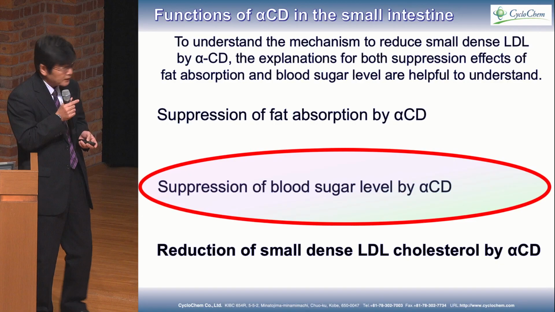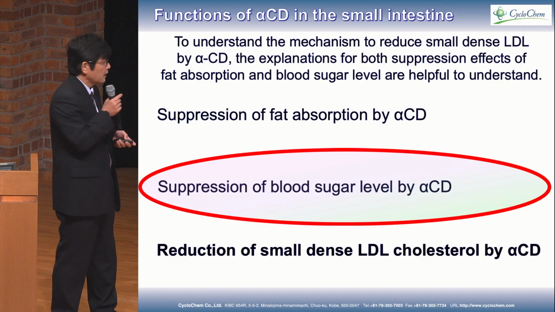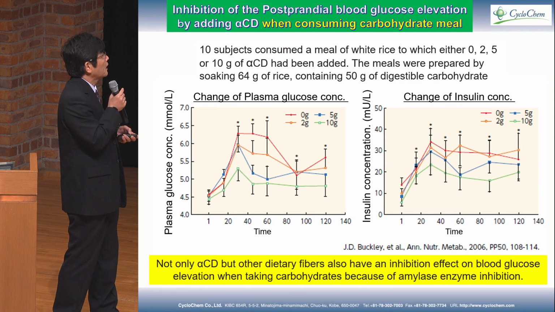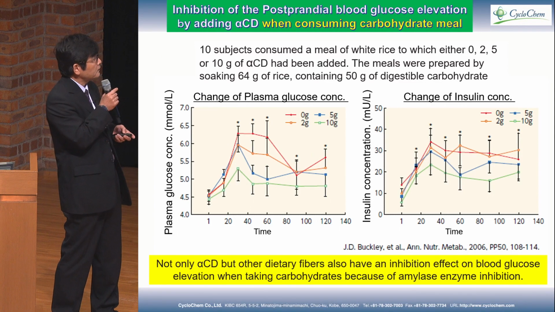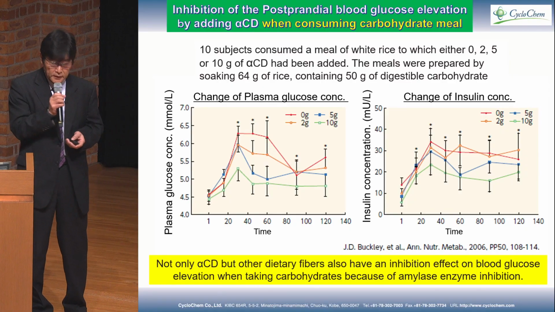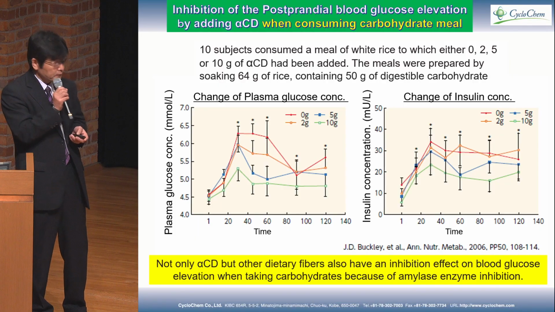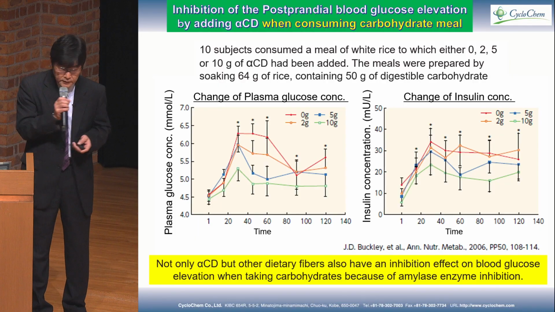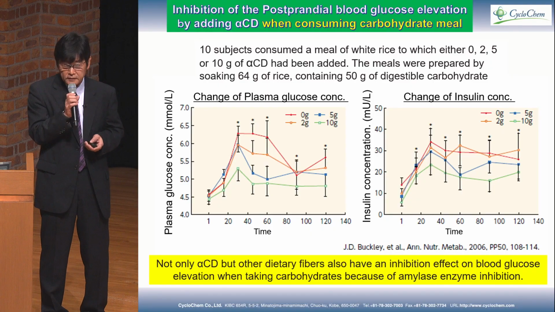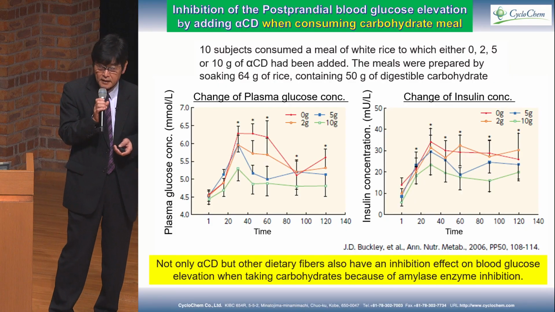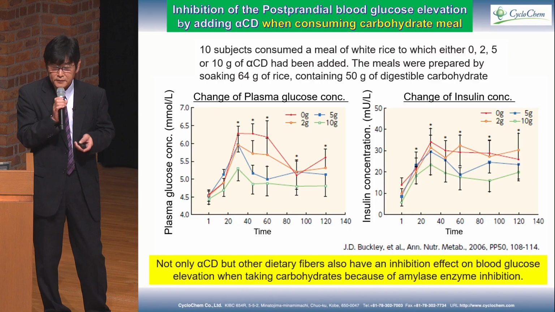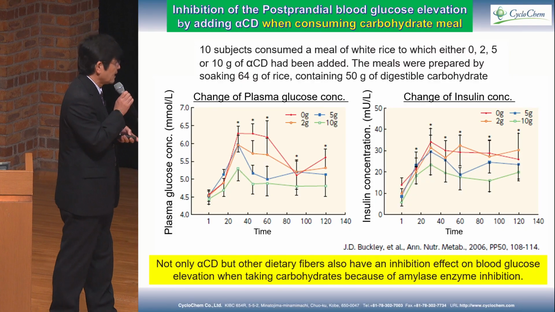So next one is suppression of the blood sugar level by alpha-cyclodextrin. The human study showed inhibition of the postprandial blood glucose elevation when consuming a carbohydrate meal. Alpha-cyclodextrin can do that, but not only alpha-cyclodextrin, the other dietary fibers also have the inhibition effect. This is because of amylase enzyme inhibition.